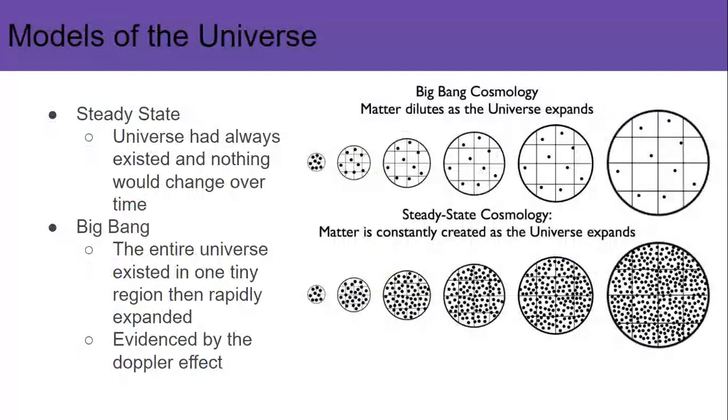There's the idea of how the universe was created. There's steady state, which is the idea that the universe had always existed and nothing changed over time, which you can see in the bottom diagram in the picture to the right. And then there's the Big Bang, where the entire universe existed in one tiny region, then rapidly expanded, and this is evidenced by the Doppler effect.